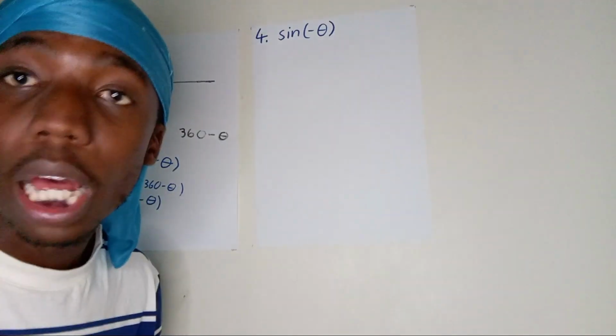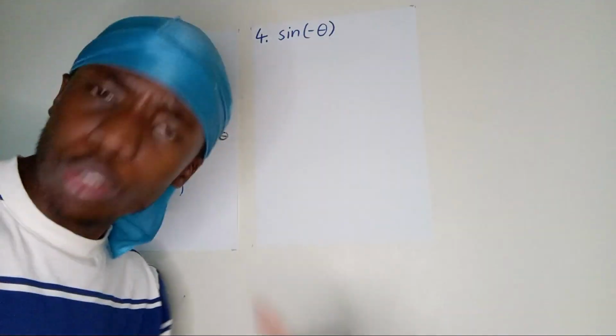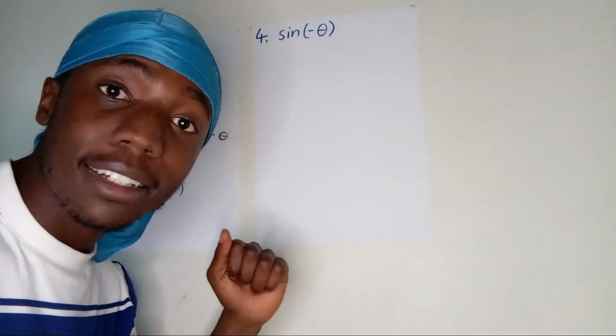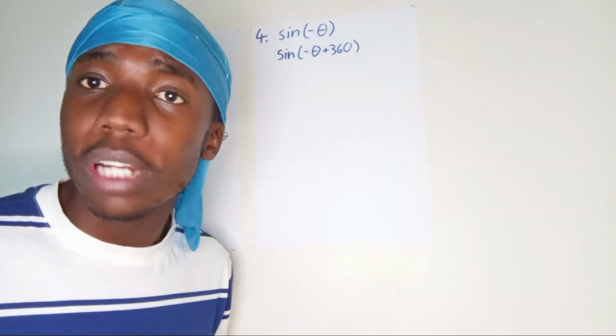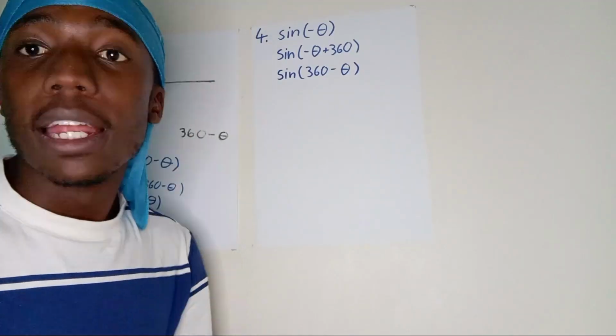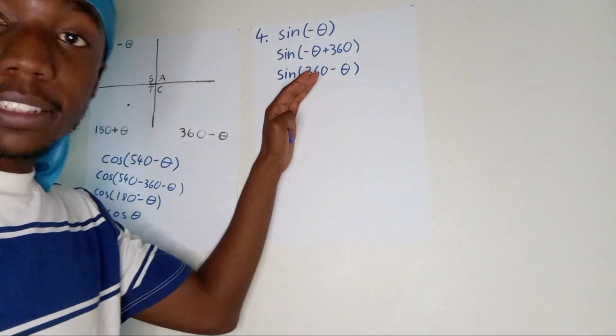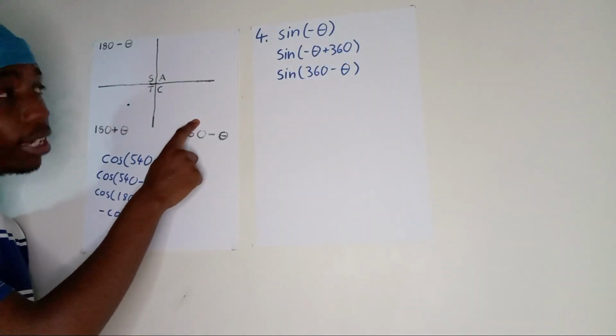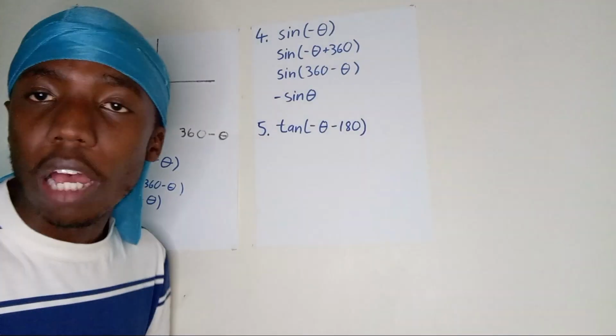Cos theta. Now we got sine negative theta. What did we do previously, guys? We obviously added 360, right? And what did we do next? We rearranged them, making it that. Now, is sine positive or negative in the fourth quadrant? This quadrant right here is obviously negative.